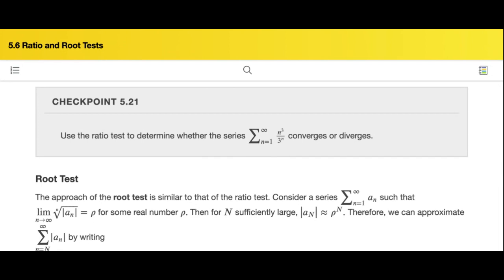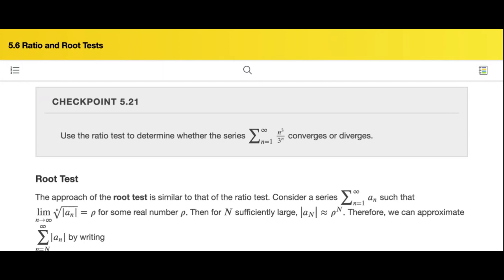Then I get 1 over 3. So I get 1/3 of this. Basically, I get 1 over 3 of this. Right. So after the algebraic calculation, 3 raised to n over 3 raised to n plus 1, I get 1/3. Then (n plus 1) raised to 3 over n raised to 3, I can write it as (n plus 1 over n) raised to 3.